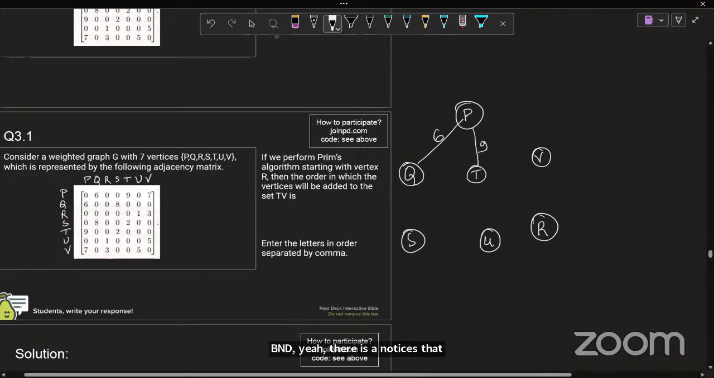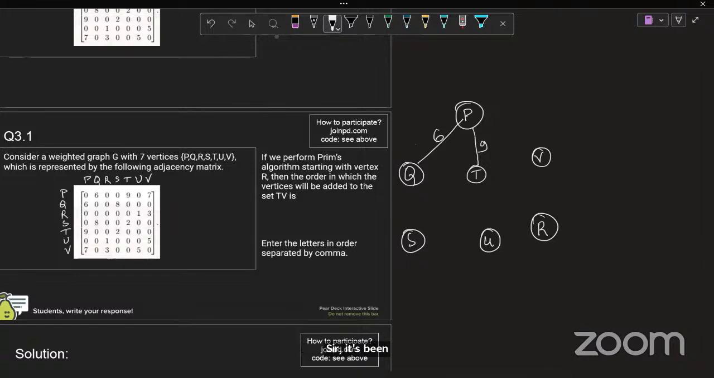Sir, it's been asked that we have to start from R. I am just drawing the graph, then I will start. Okay, if you said, then we can start. The graph will not be affected. Okay, let me start with R. Oh, R, sir, I thought you were drawing that tree. Sorry, my mistake, I am just drawing the graph.